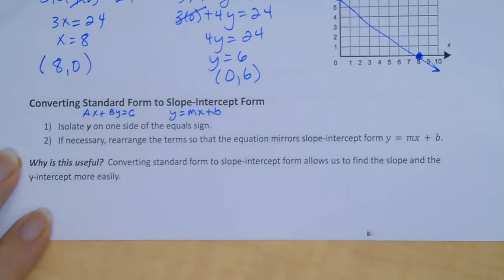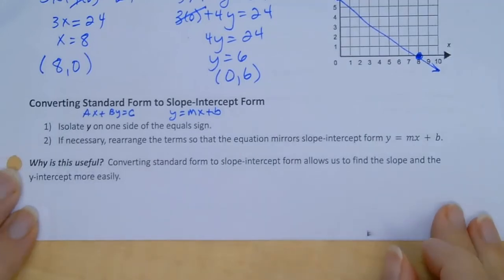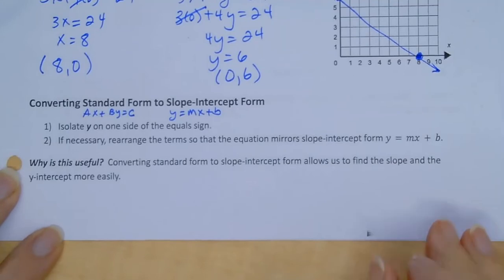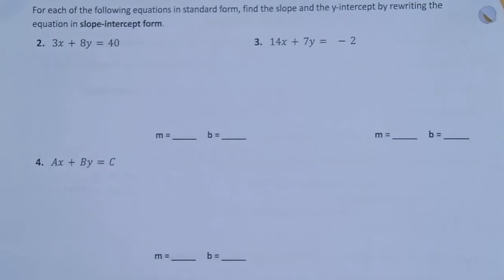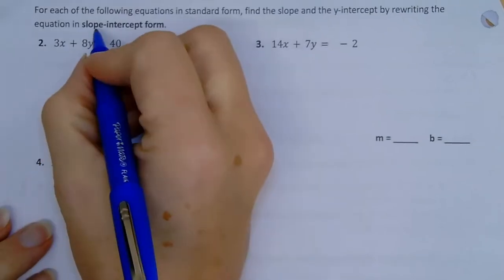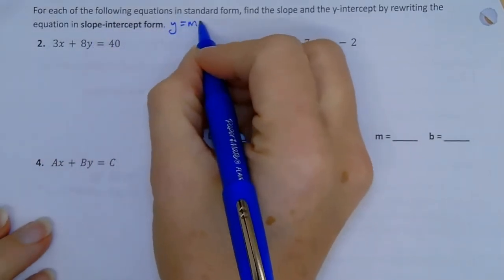Okay, let's go ahead and think about why we might want to do that. Converting standard form to slope-intercept form is going to help us find the slope even more easily, and the y-intercept more easily as well. So let's take a look at the rest. For each of the following equations that are given to us in standard form, we're going to find the slope and the y-intercept by rewriting into slope-intercept form. So remember slope-intercept form, we want y = mx + b.